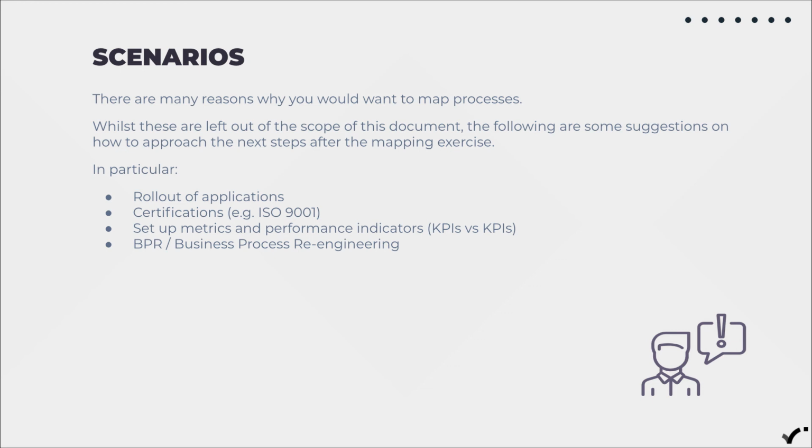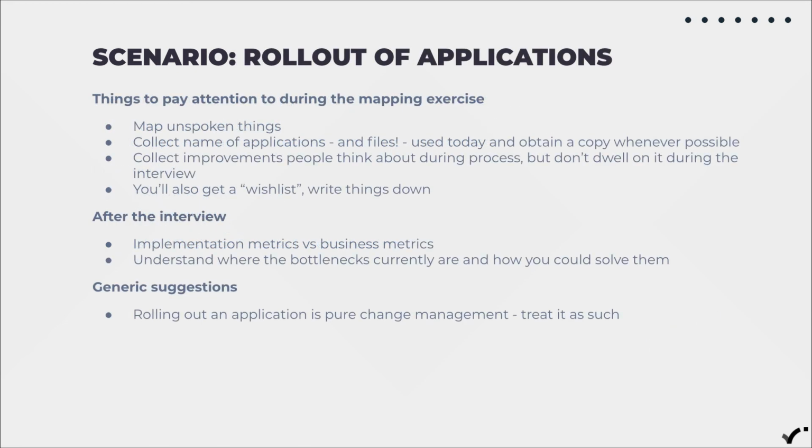Maybe there is business process reengineering. You want to change things just to improve the process or to adapt through a merger or acquisition. There could be many reasons why you want to do business process reengineering. So I'm trying to give you a few scenarios on what happens and what you could do in each situation. Again, this is not comprehensive, but let's start with the rollout of applications. There are a few things you need to pay attention to during the mapping exercise.